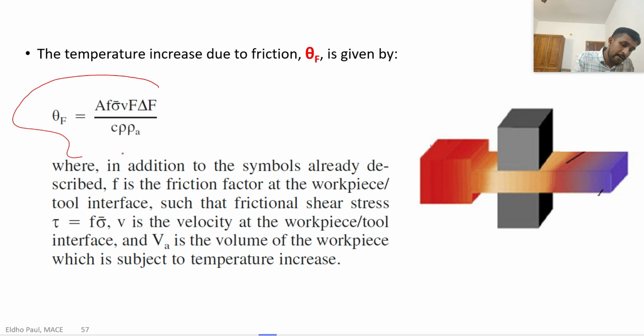Another equation is for the heat generation due to friction. There will be sliding between the workpiece and the die, which increases the frictional heat, and these are the different factors. You just read these factors as well.